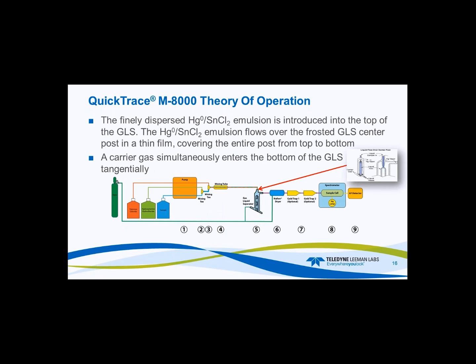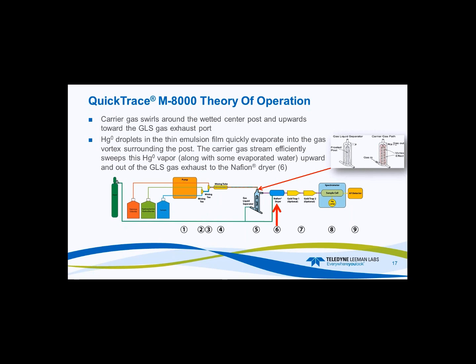So the finely dispersed metallic mercury in excess stannous chloride is introduced to the top of the gas liquid separator, and then it flows down over the center post, and then it covers the whole post. So it's a very thin film of liquid, which is very efficient due to the mercury atoms being exposed on the thin film, and then the gas can efficiently sweep them off to the detector. At the same time that's happening, your gas comes in tangentially on the bottom, right over here, and then it flows up and out. So that gas swirls around the gas liquid separator center post, and it sweeps all the mercury very efficiently off to the detector.